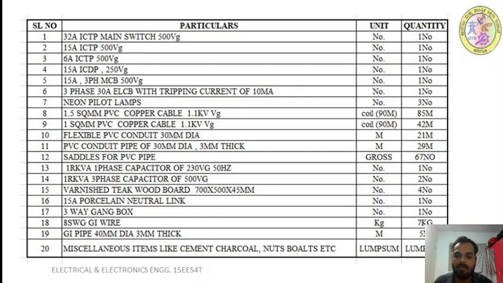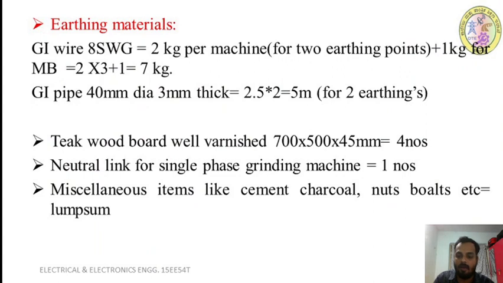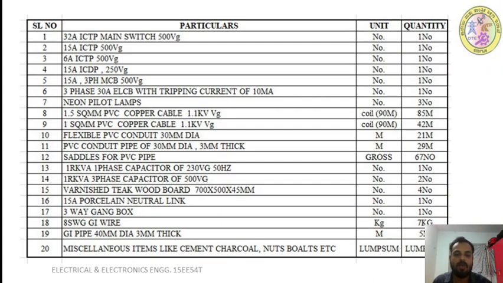That is gross. We will not ask for one saddle or 2 saddles; we take some gross amount of saddles. Next, 1 RKVA single phase capacitor of 230 volt grade, 50 hertz. That is 1 for our grinding machine. Okay. Next, 1 RKVA 3 phase capacitor of 415 volt grade. That is 2 numbers. The unit is number, and we require 2 numbers: 1 number for the grinding machine and 1 number for the lathe machine.